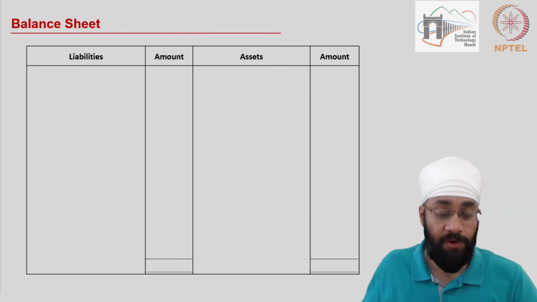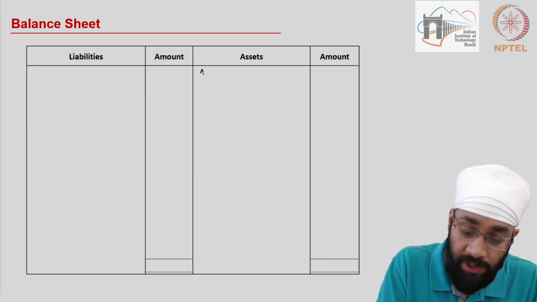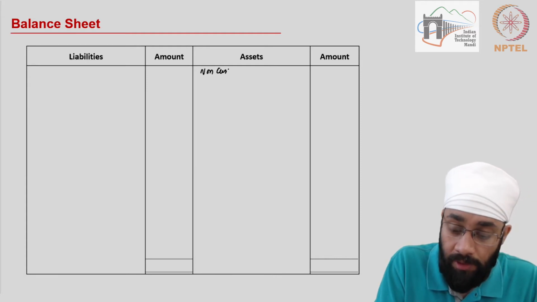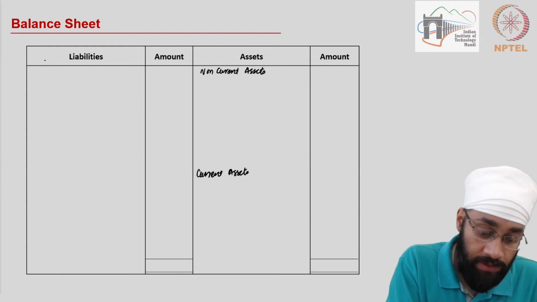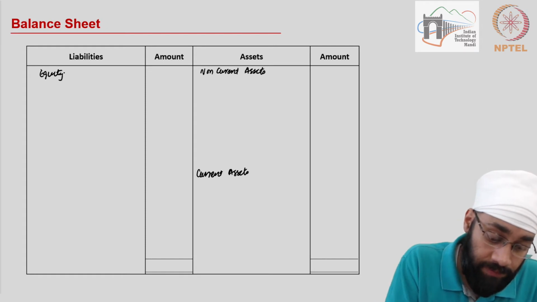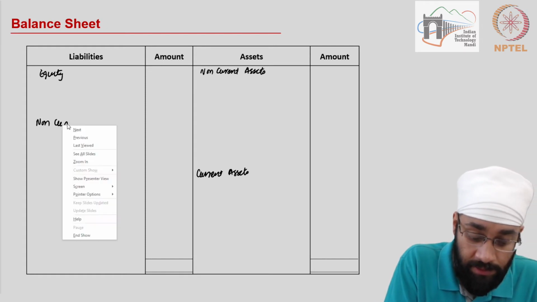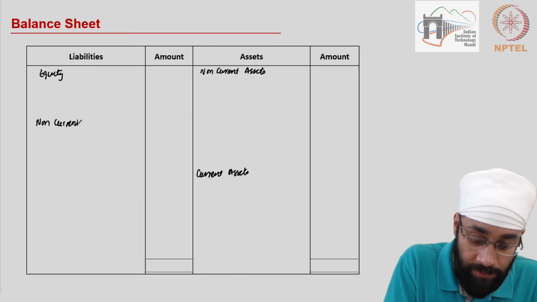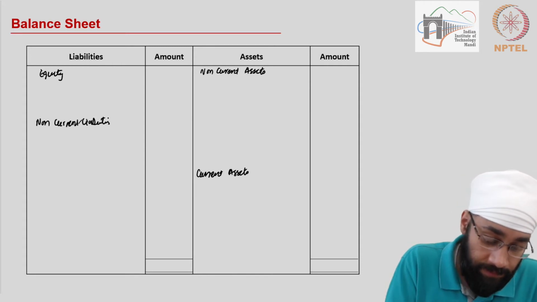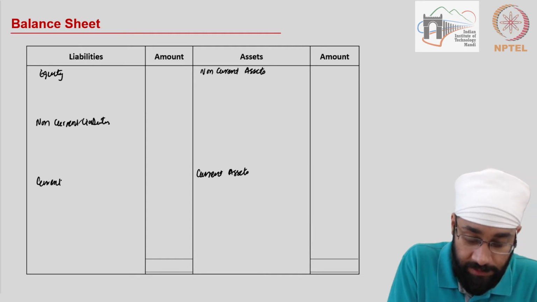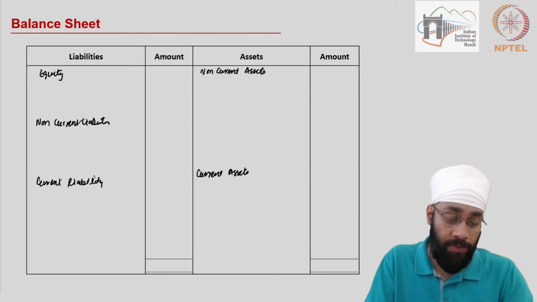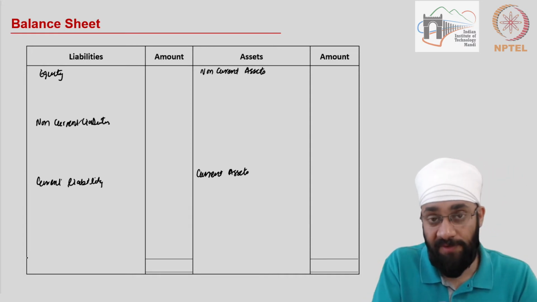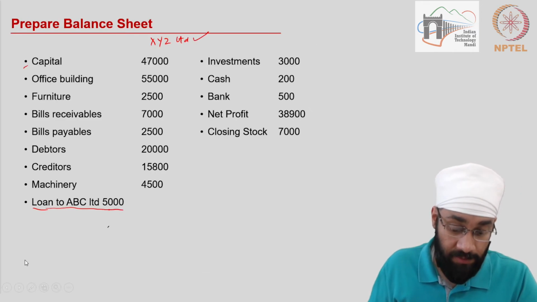I have the format of the balance sheet with me. I'm just going to write the headings: non-current assets and current assets. Then I have equity capital, I have non-current liabilities, and I have current liabilities. If you draw this format in the beginning, it's good, but sometimes you have more items and you don't have enough space, so you may want to be careful about that.